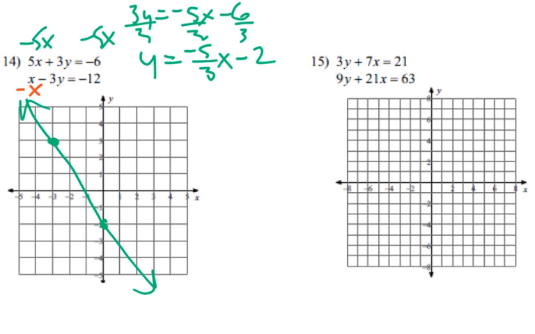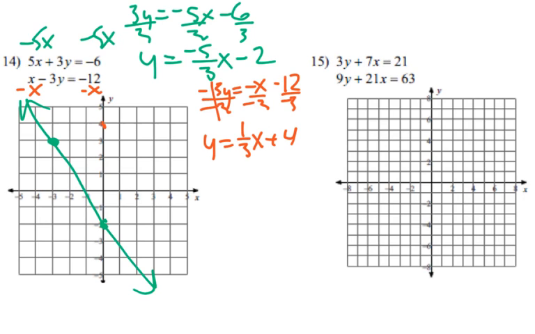So subtract x, negative 3y equals negative x minus 12, divide by negative 3. That becomes positive 1/3 x, and positive 4. So up to 4, up 1 to the right 3, or down 1 to the left 3. Boom. See where our answer is, and we collect it. Negative 3, positive 3.